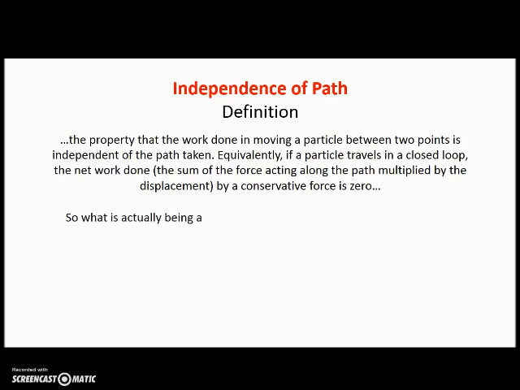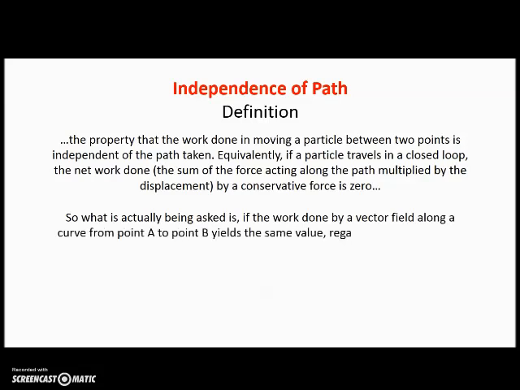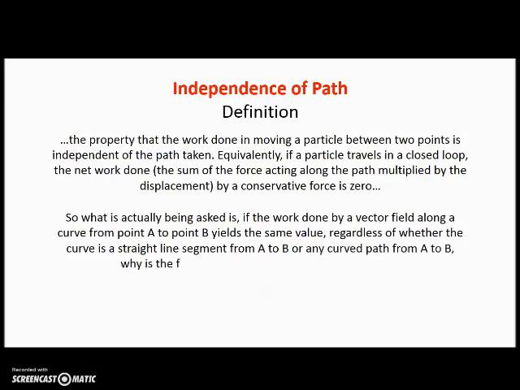So, what is actually being asked by this beautiful young lady is that if the work done by a vector field along a curve from point A to point B yields the same value regardless of whether the curve is a straight line segment from A to B or any curved path from A to B, why is the field always a gradient, that is a conservative field?